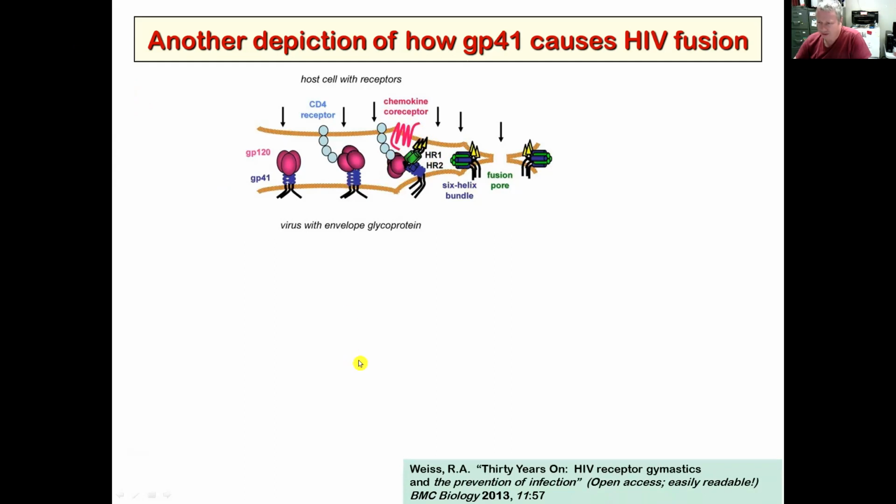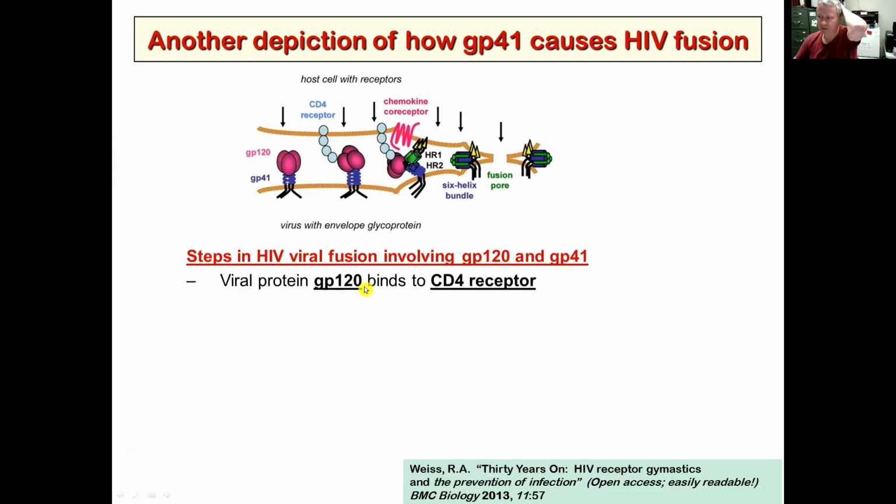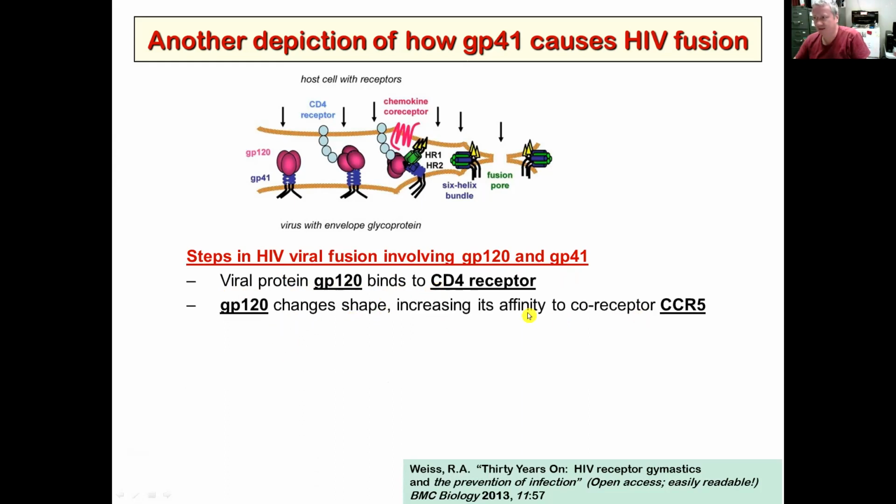Well, then you would prevent HIV viral fusion. Okay, there's this paper called The 30 Years on HIV Receptor Gymnastics and the Prevention of Infection. So it's an easily readable story about this HIV fusion process. That's a reference if you're interested in it. Again, the steps involve GP120 and GP41. GP120 binds to CD4. GP120 changes its shape, increases its affinity to the co-receptor CCR5. It's a different protein.